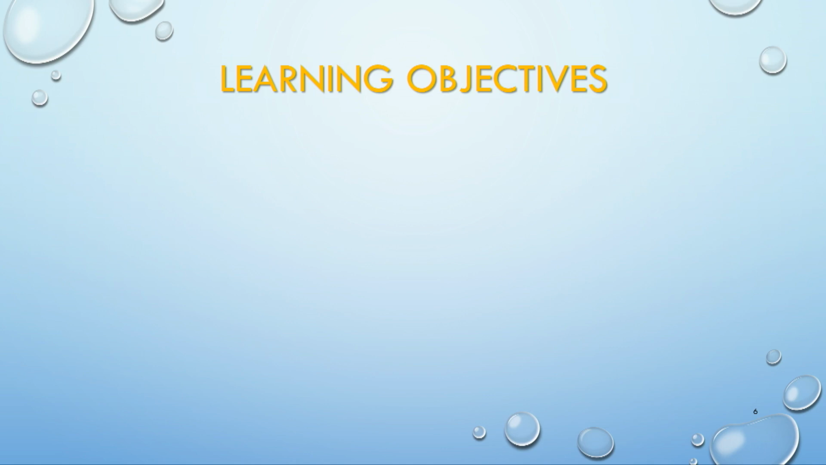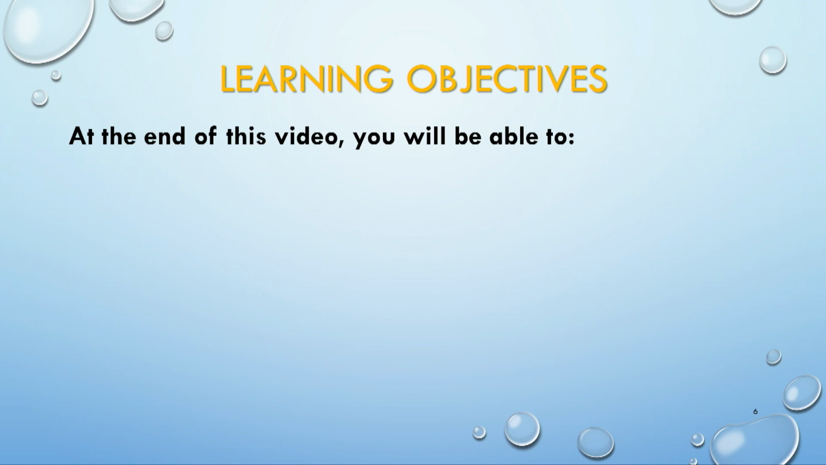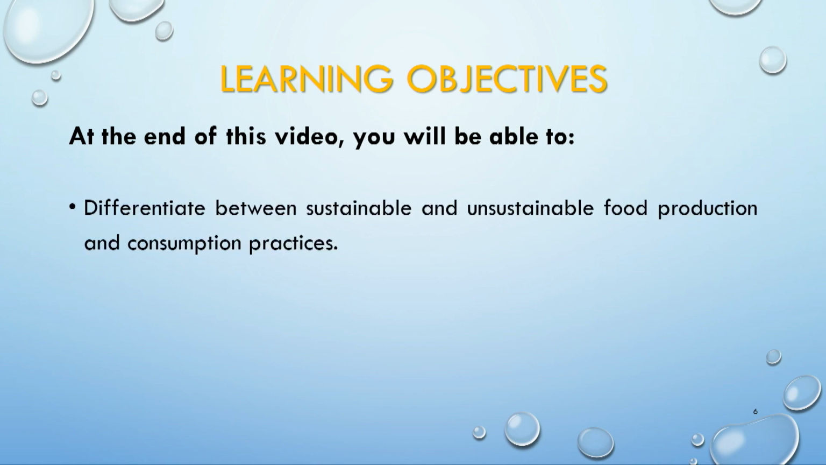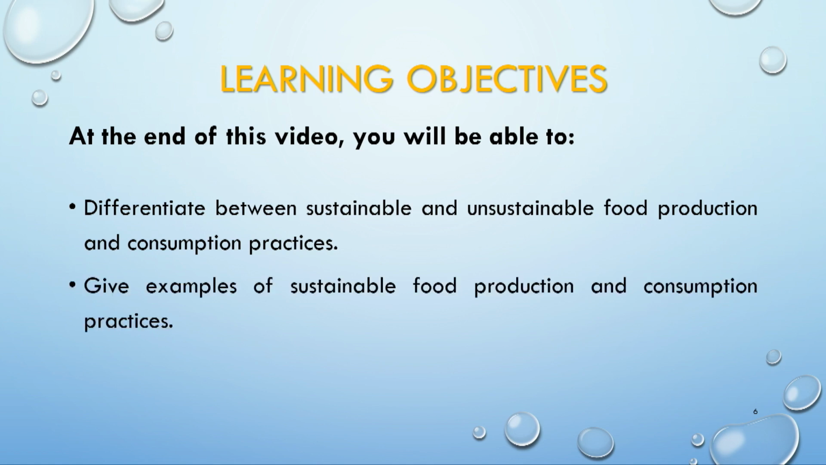Today we will have a look at Unit 2, which is about sustainable food production and consumption. Today we'll learn about the definition of sustainable food production and consumption. So, the learning objectives will be: differentiate between sustainable and unsustainable food production and consumption practices. Give examples of sustainable food production and consumption practices.